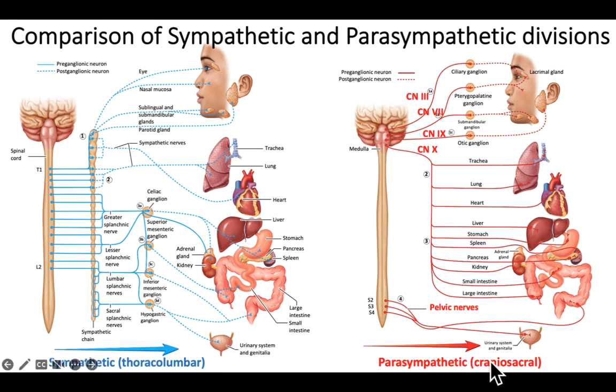Parasympathetic is known as craniosacral because it uses 4 cranial nerves, and then it uses nerves that come out of the sacral spinal cord called pelvic nerves. And those neurons get to the same basic places as the sympathetic division. One thing to note is, what are the 4 cranial nerves that carry parasympathetic neurons? We have cranial nerve 3, oculomotor, cranial nerve 7, facial, cranial nerve 9, glossopharyngeal, and of course the vagus nerve, cranial nerve 10. Those are the 4.